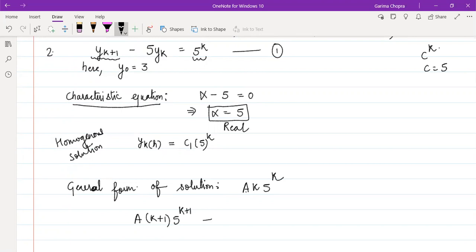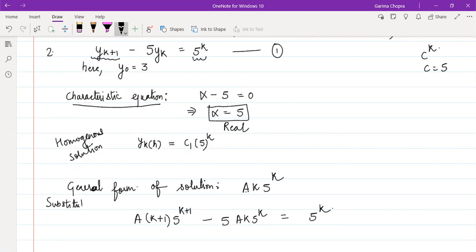Then we have the next term in our recurrence relation as minus 5 times the kth term of the sequence. So the kth term of the sequence will be a k 5 raised to power k, and the right hand side is 5 raised to power k. What we have done here is substitute the general form which we have assumed in the given recurrence relation.